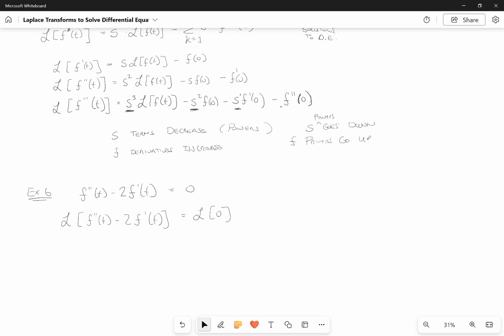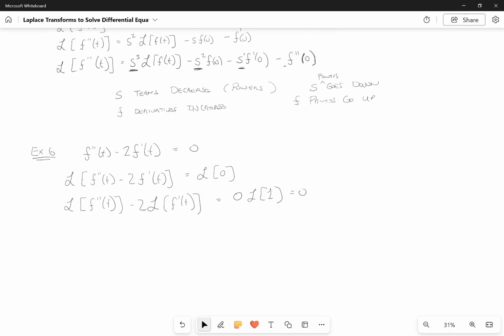Okay. Now, what is the Laplace transform of 0? It's 0 times the Laplace transform of 1, right? So we know the right-hand side. So anyway, I'm going to apply the linearity rules here. So this is the Laplace transform of f double prime of t minus 2 times the Laplace transform of f prime of t, is equal to 0 times the Laplace transform of 1, which, okay, what's 0 times anything? Well, that's 0. Okay. All right.